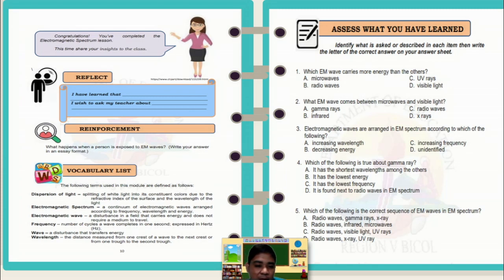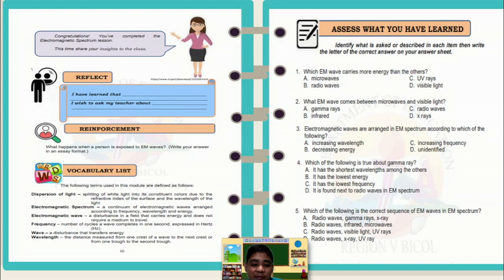Okay, for our vocabulary list, the following terms used in this module are defined as follows. Dispersion of light. This is the splitting of white light into its constituent colors due to the refractive index of the surface in the wavelength of the light. So meaning this is the separation of the different colors of light from white light. Electromagnetic spectrum. A continuum of electromagnetic waves arranged according to frequency, wavelength, and energy. Electromagnetic wave. A disturbance in a field that carries energy and does not require a medium to travel.